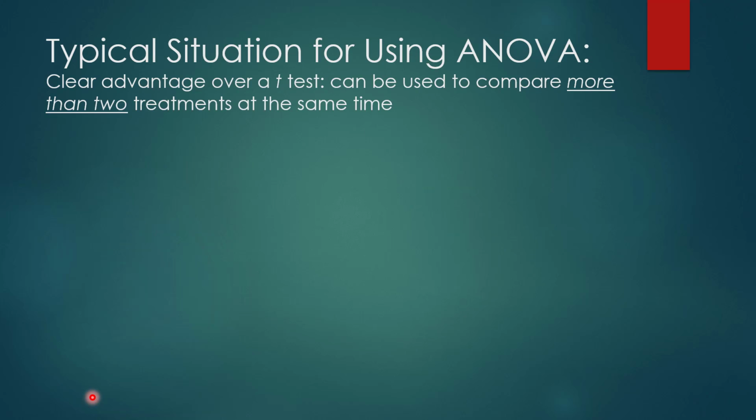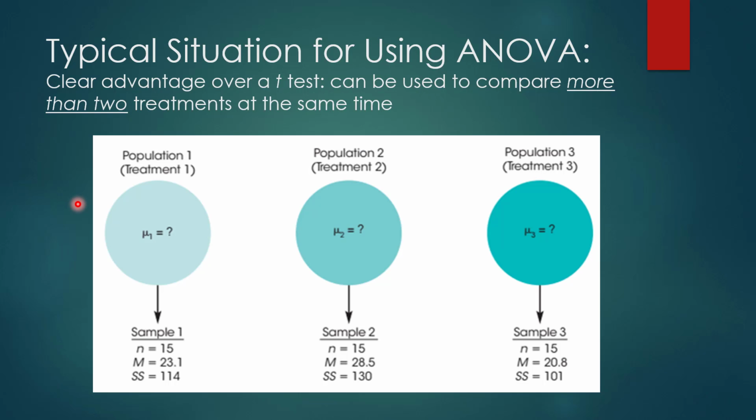So typical situations for using an ANOVA, it gives you a clear advantage over a t-test when you are comparing more than 2 treatments at the same time. For example, you have population 1, 2, and 3, each undergoing different treatments. You don't know the information about the population, so you pull a sample from that and you test that sample. You pull a sample from population 2, and you pull a sample from population 3, and now we want to compare these means in one test so we don't increase the experiment-wise.